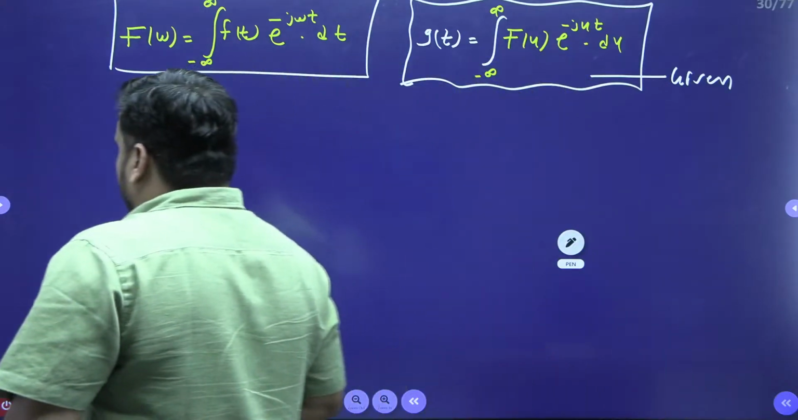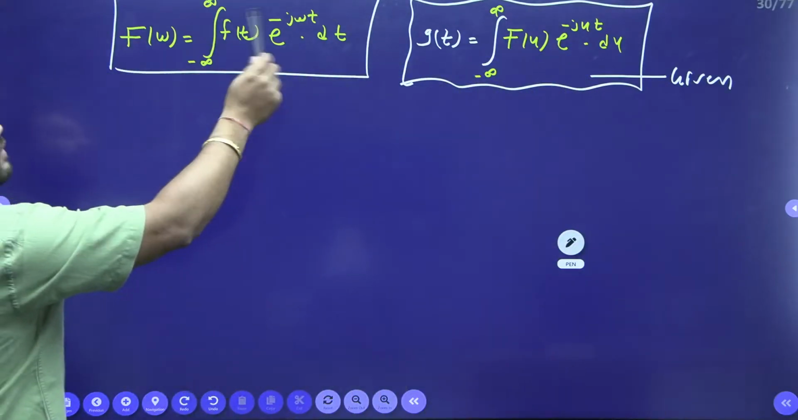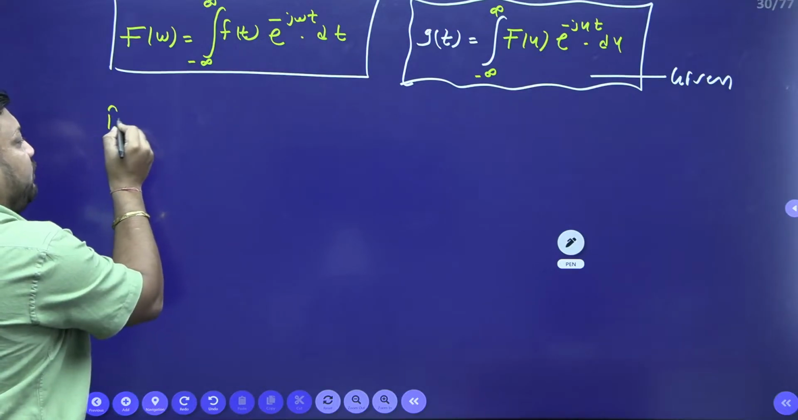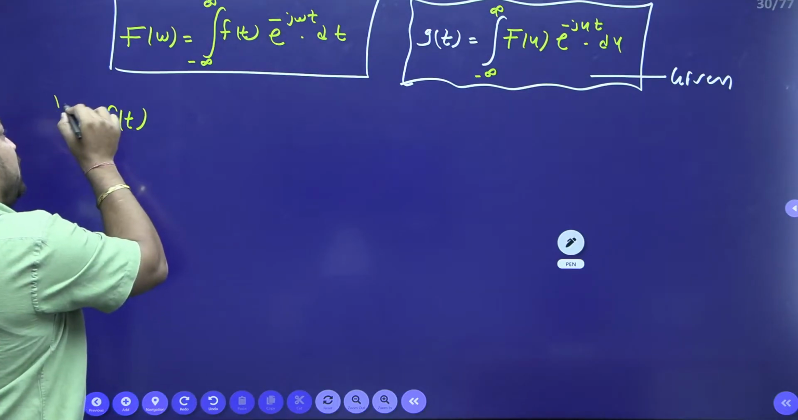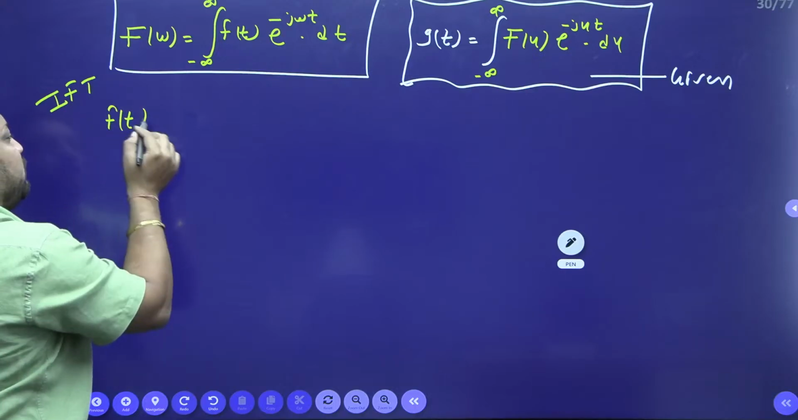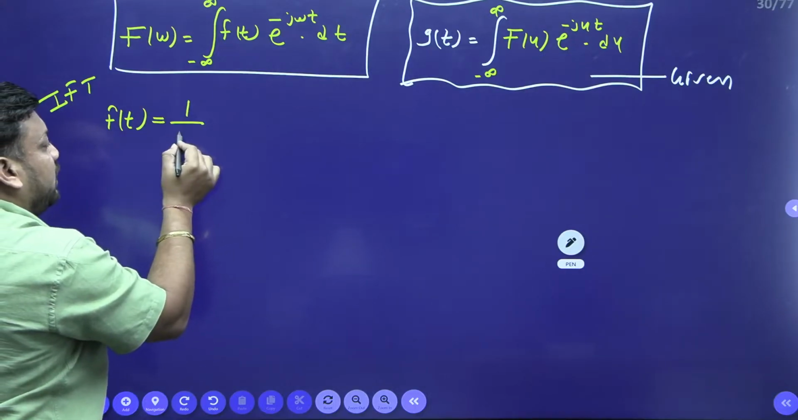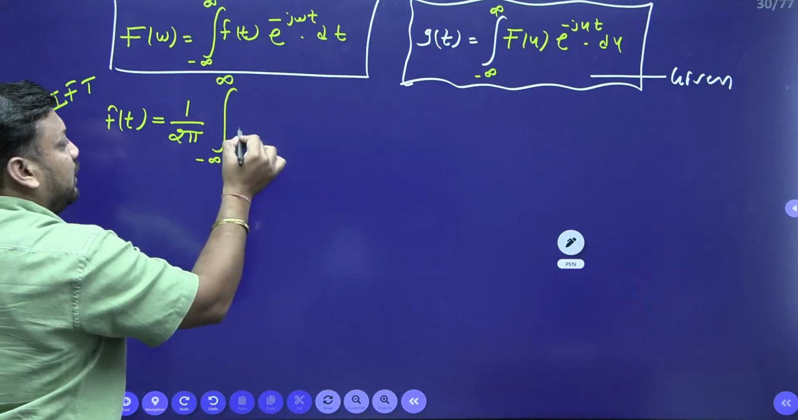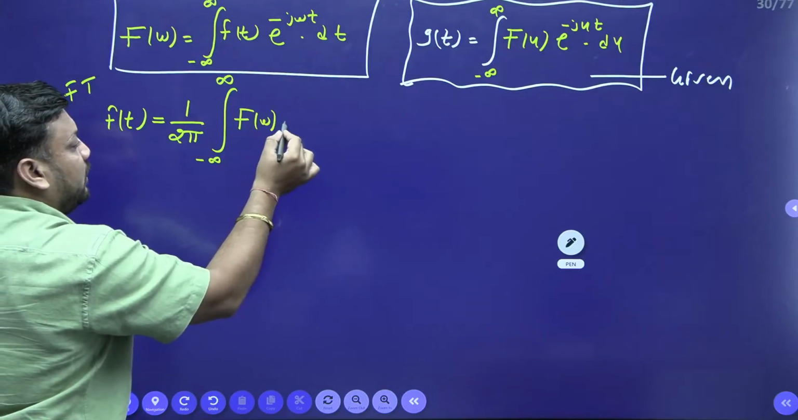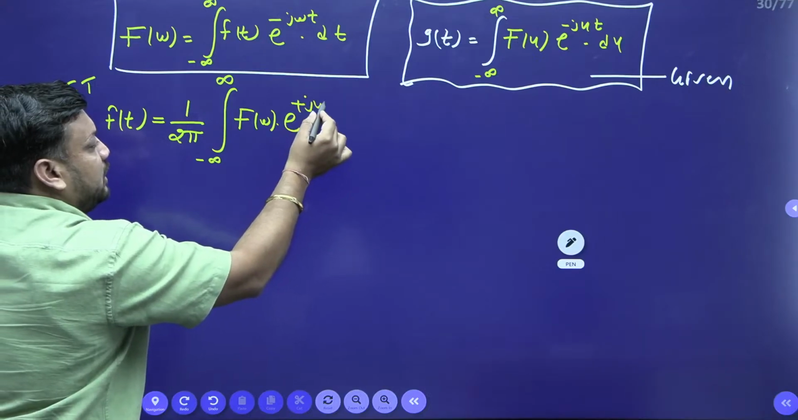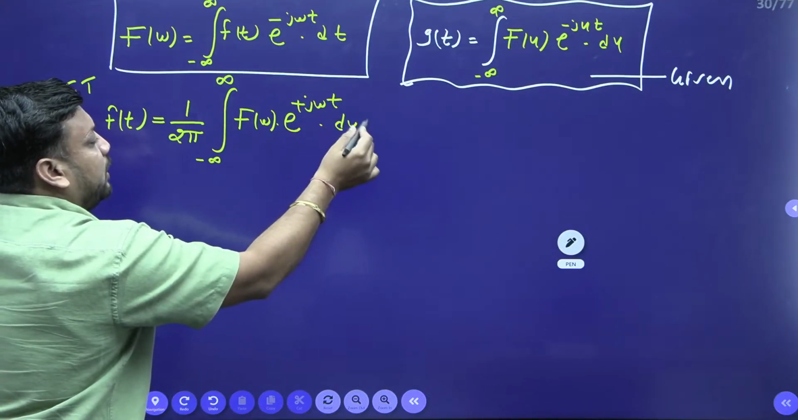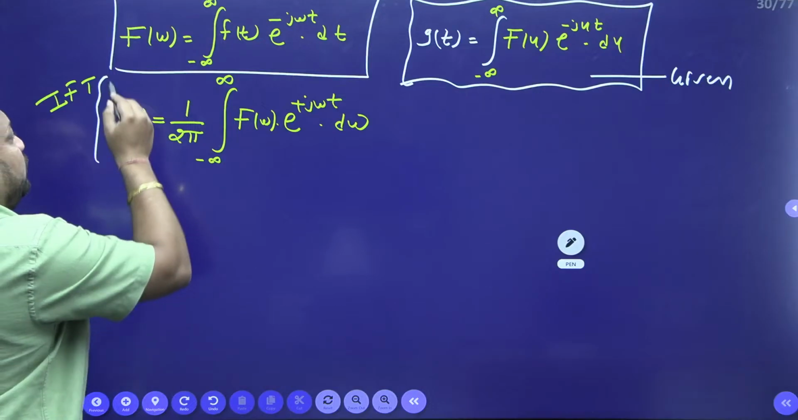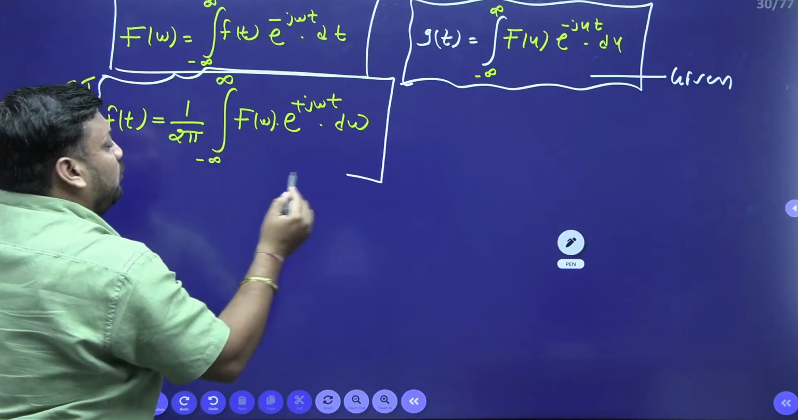Now you should tell me, beta, I need to find the relation between f(t) and g(t). So do you know what is the f(t) formula? Sir, inverse Fourier transform. As far as the inverse Fourier transform formula is concerned, we should write small f(t) equal to 1 upon 2 pi integral from minus infinity to infinity capital F(omega) e to the power plus j omega t d omega. Yes or no? As I told you, the variable I can change.